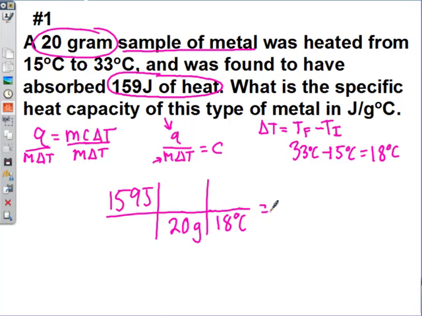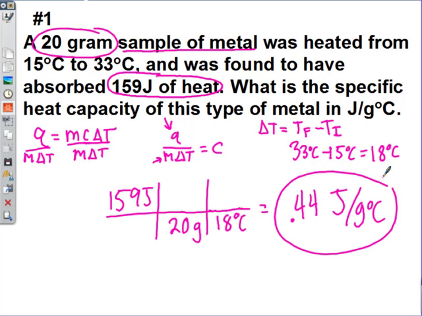Here, I'll have 159 at the top, divided by 20, divided by 18. And I will get a specific heat in 2 seconds, 0.44 joules divided by gram degrees Celsius. None of my units canceled, so I had to keep all 3 units in there. Okay. That's the first one. That should be your number 1. That's what you put in number 1 for the warm-up.